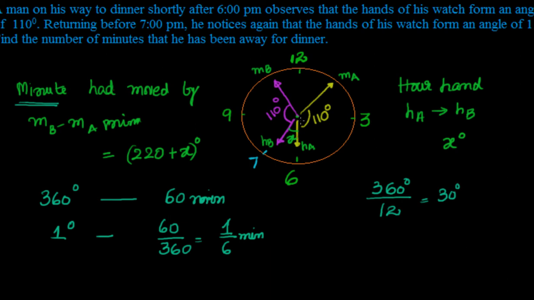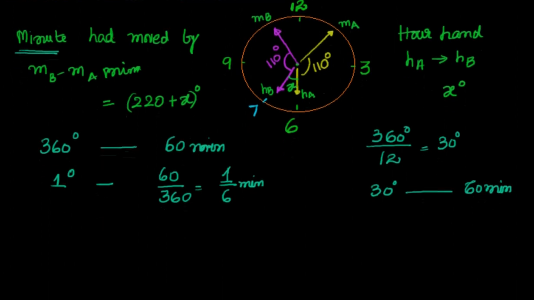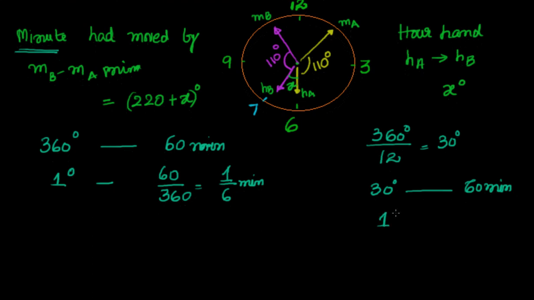So if you look at the watch where the minute hand is at 12, again it comes back to 12, it will make 360 degrees. In the same time, the hour hand moves only by 30 degrees, from 6 to 7. So the hour hand moves 30 degrees in 1 hour or 60 minutes. For 1 degree, how much will it move? It will move 2 minutes. Now we have enough information, so we can convert these degrees into minutes.